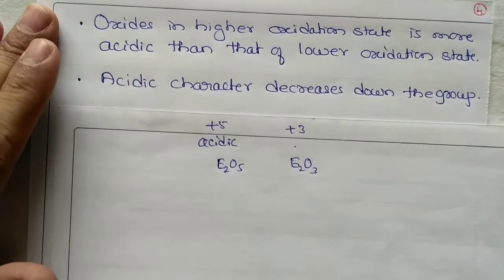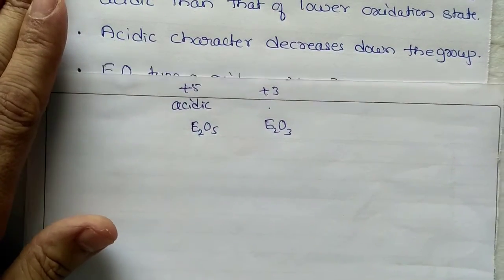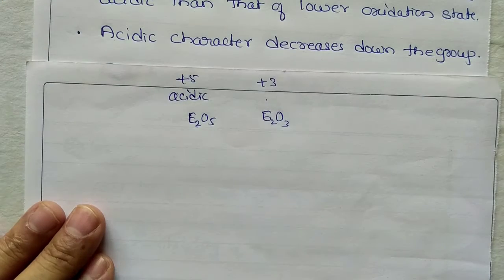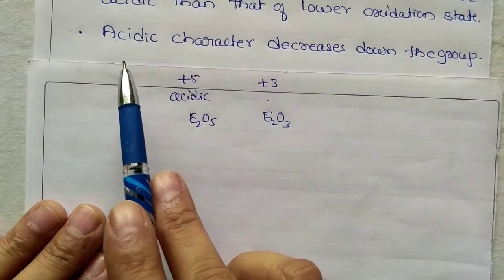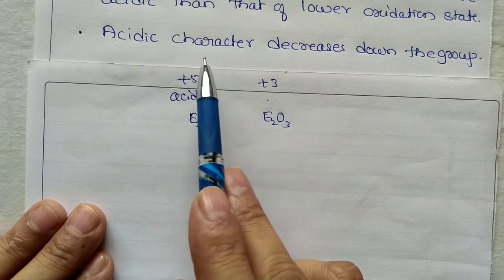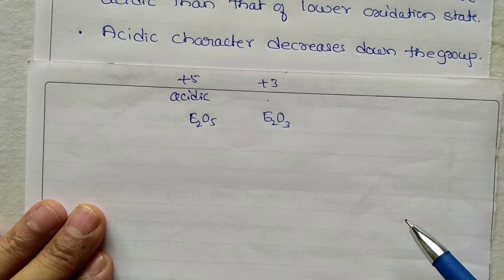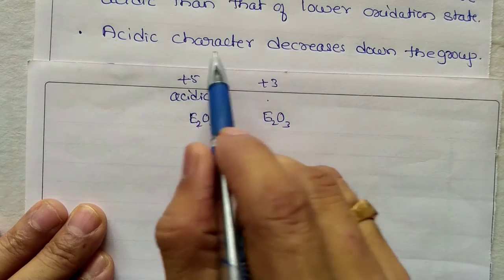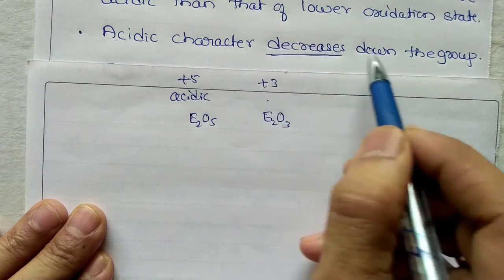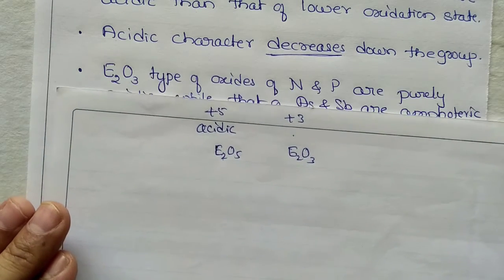Okay. So the next point is that acidic character decreases down the group. This means nitrogen oxides are more acidic than phosphorus oxides, arsenic oxides, antimony or bismuth oxides. So the acidic character decreases down the group.